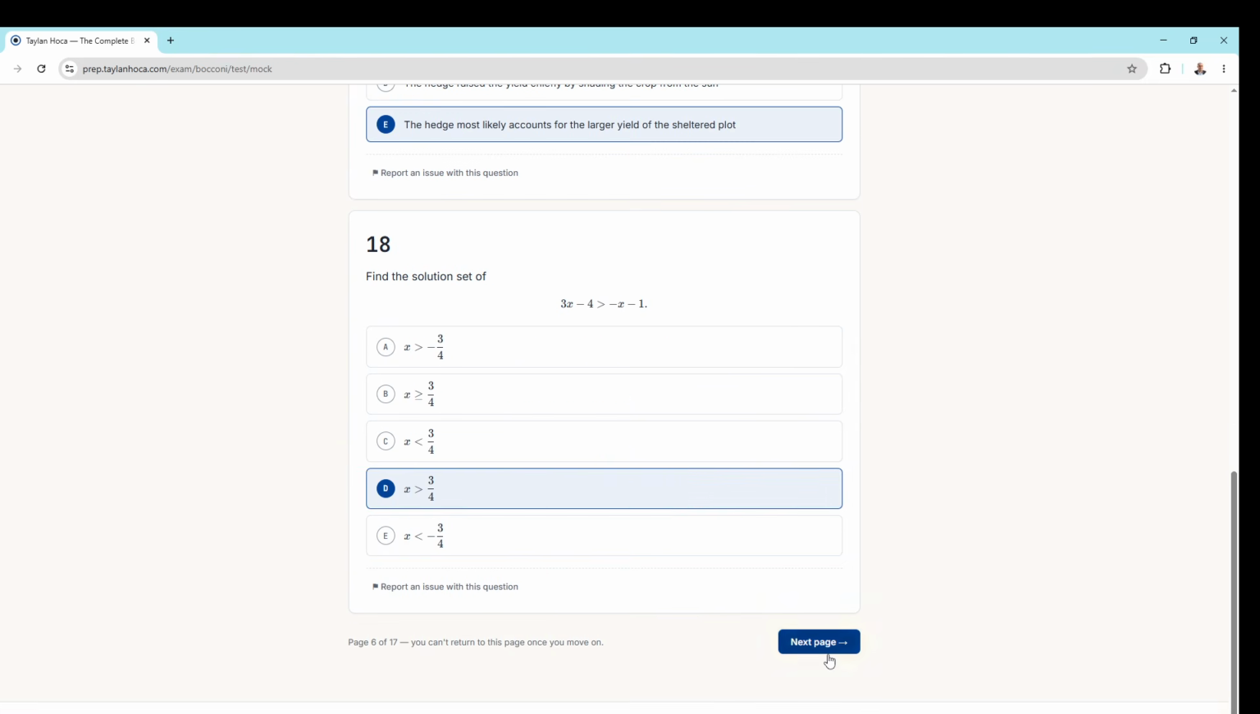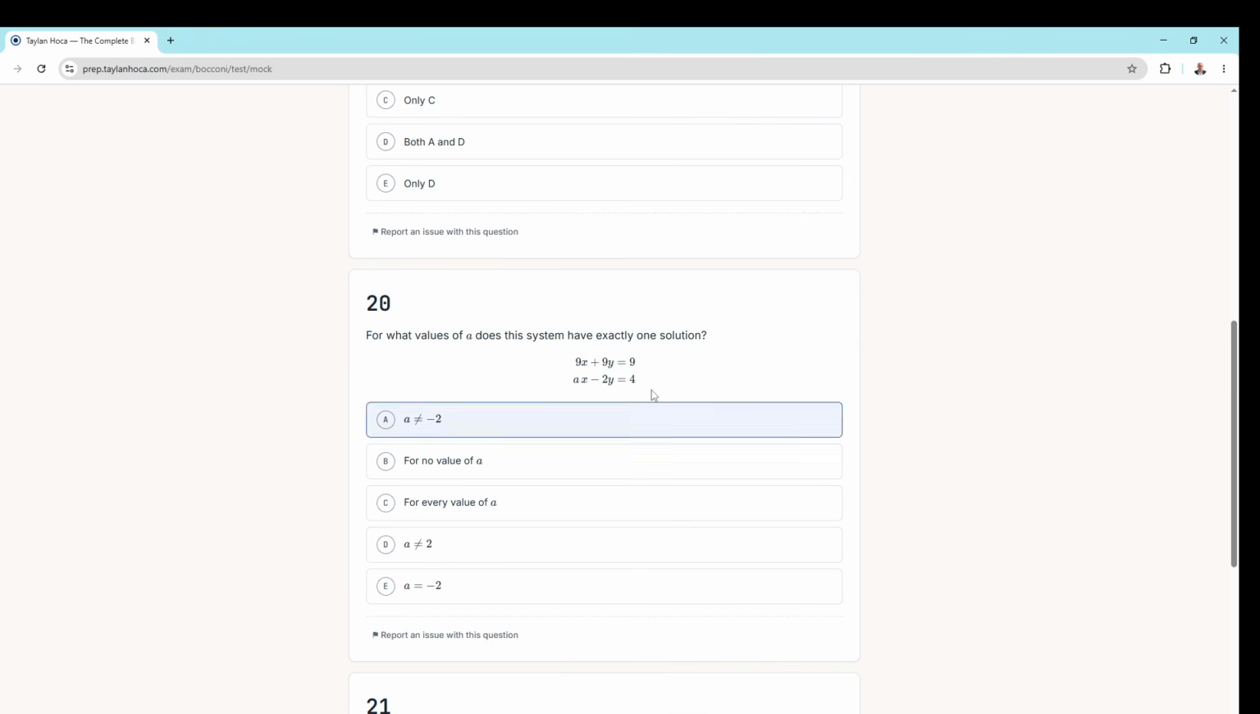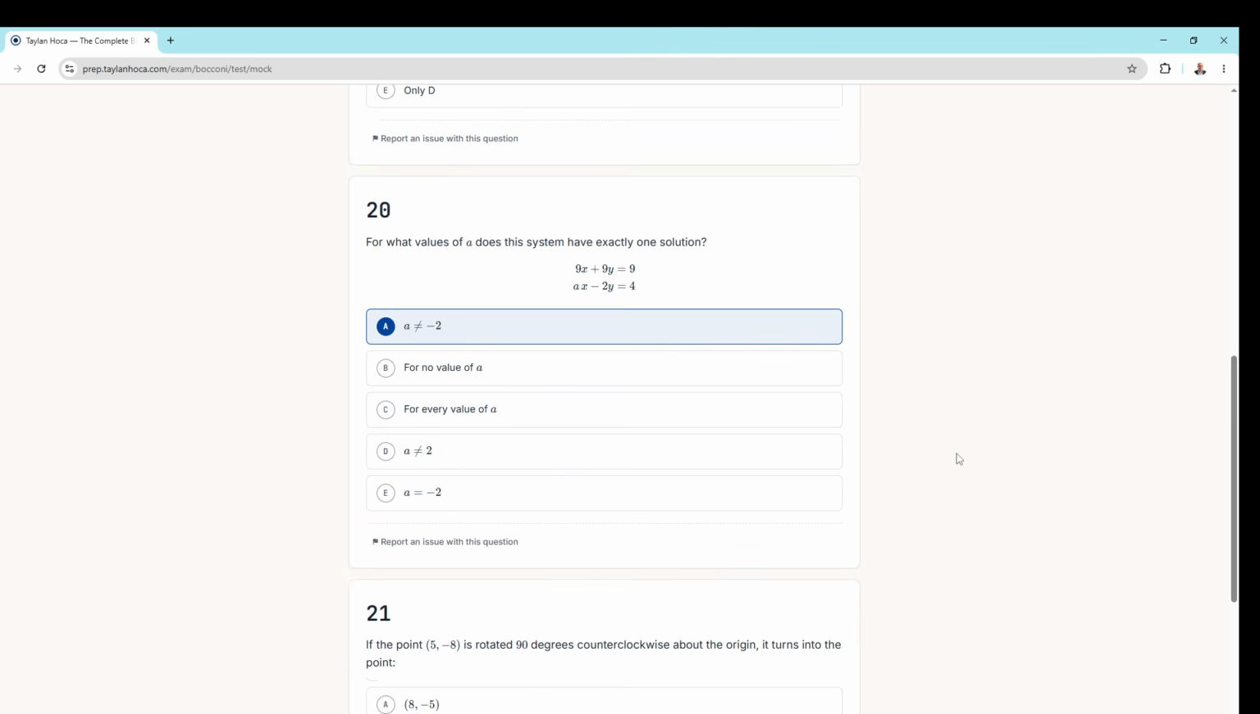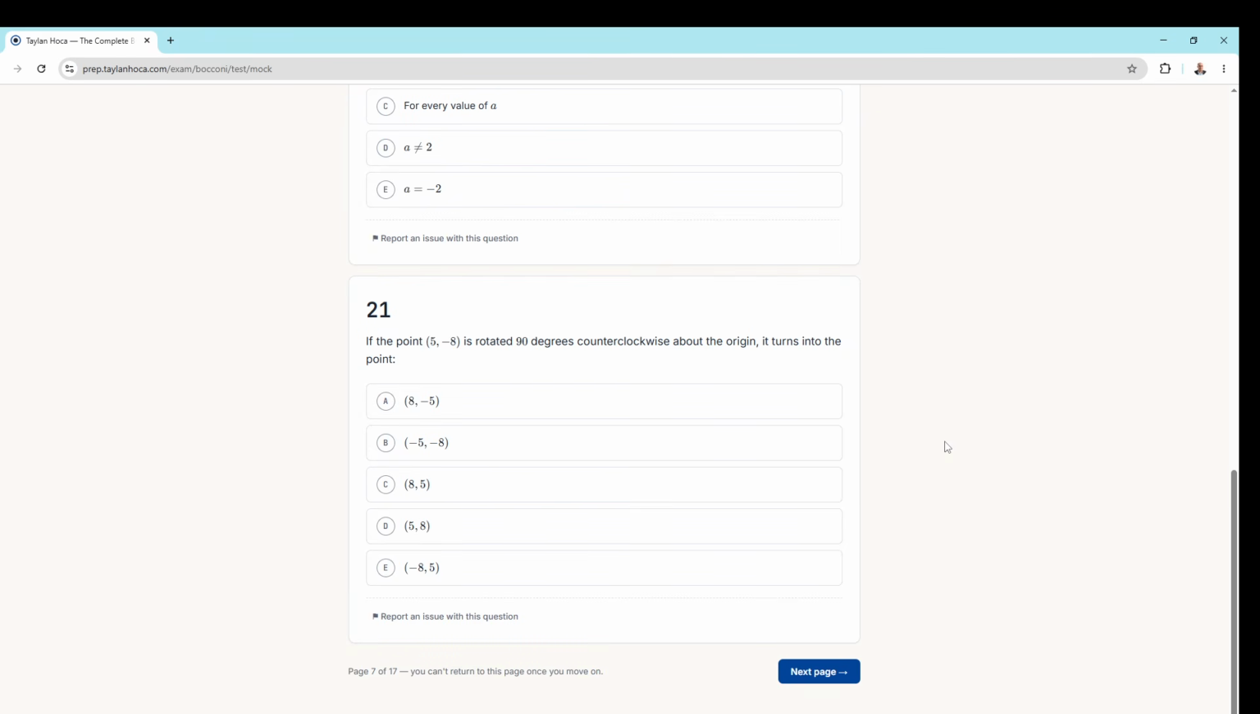Okay, let's see. Data and statements. Let's do this one. Exactly one solution. If the left-hand sides are not multiples, I explained that a lot in my videos, especially the linear equation videos. If the left-hand sides are not multiples of each other, then there is exactly one solution. And that's only possible if a is not minus 2. If a is minus 2, then they are multiples of each other. So if a is not minus 2, then the system has exactly one solution. Okay, watch my linear equations video.